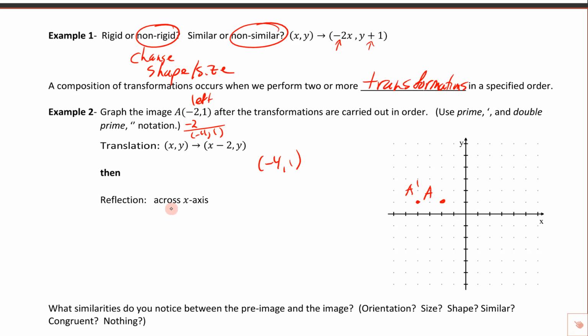All right, and then we're going to reflect it across the x-axis. Well, if we reflect it across the x-axis, this is kind of our line of symmetry. That's our mirror line.